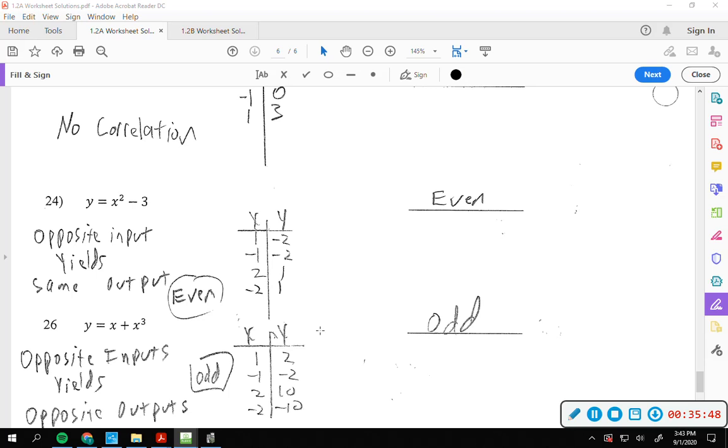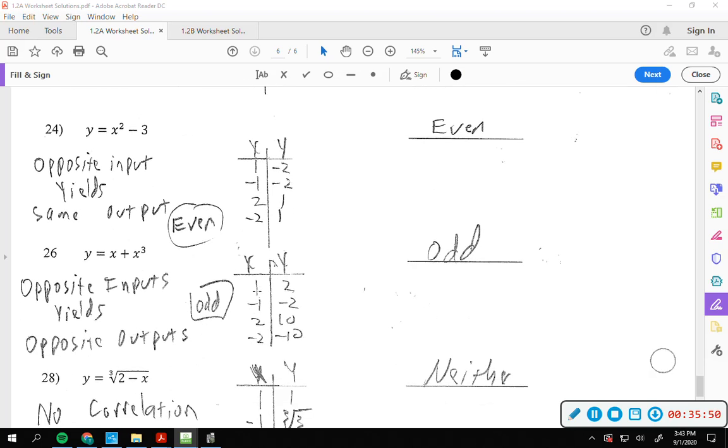Look at this. Now when I plug in 1, I get out +2. When I plug in -1, I get out -2. When I plug in +2, I get out 10. When I plug in -2, I get out -10. Opposite signs produce opposite results. Therefore, this is an odd function.